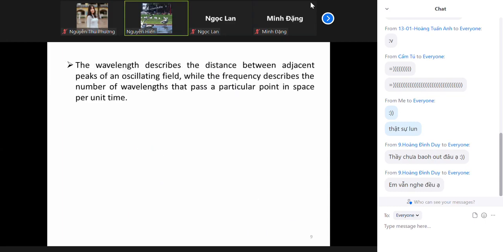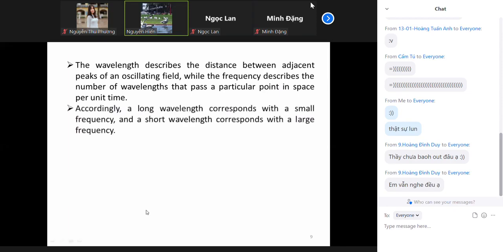Okay, so wavelength describes the distance between adjacent peaks of an oscillating field, while the frequency describes the number of wavelengths that pass a particular point in space per unit time. Sorry, these are quite complicated concepts in physics, so I just read the slide. So please follow me.